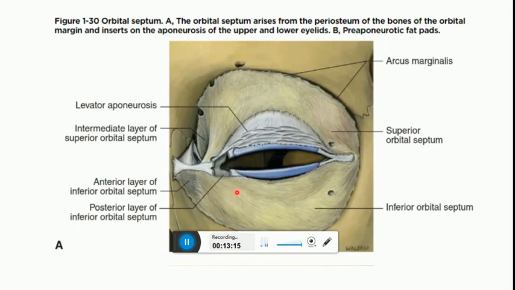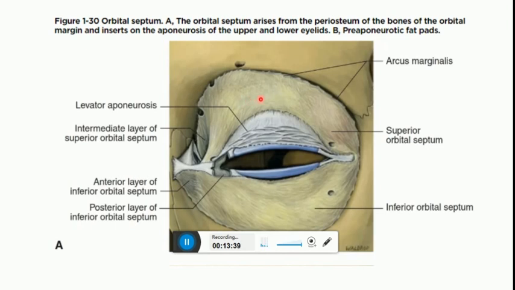Centrally, the orbital septum is attached to the aponeurosis of the upper and lower eyelid. This is the aponeurosis, and here is the attachment. Now this septum delimits the anterior or posterior spread of edema, inflammation, or blood.